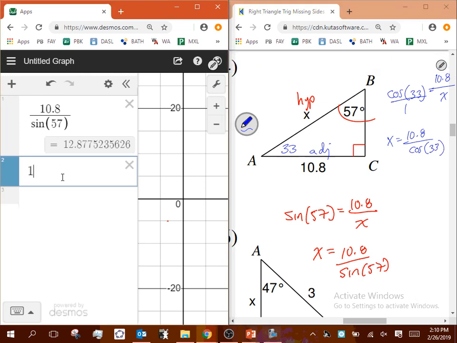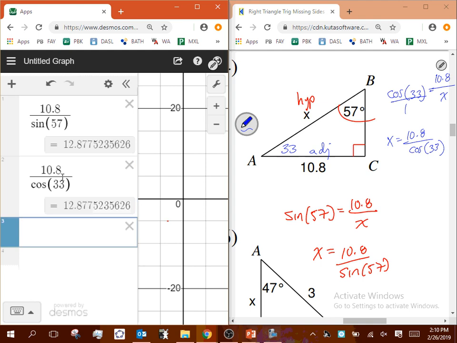So if I type in 10.8 divided by cosine of 33, it's the same answer. What do you recognize? Look at the two fractions. They have a very similar structure, right? The only thing that's different is sine changed to cosine, and the angle 57 changed to the angle 33.